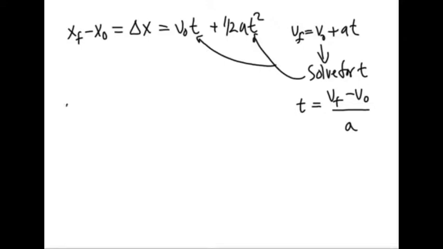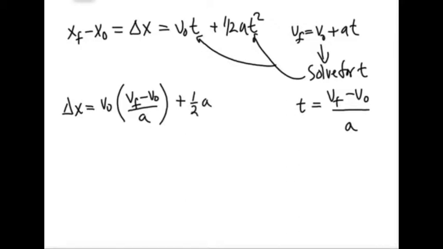Plug that into here, and we get delta x is equal to v0 times t, which is this expression, v final minus v initial divided by a, plus 1/2 a times this expression squared, v final minus v0 divided by a squared. And as you can see, it's a mess. So all we need to do is simplify this and rearrange terms, because this is actually the third equation. It's just a messy form of it.